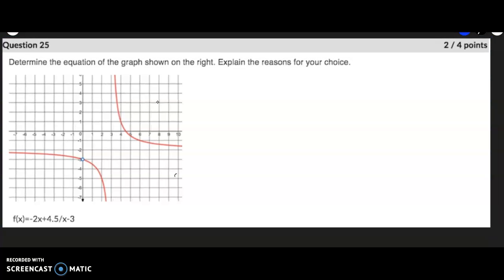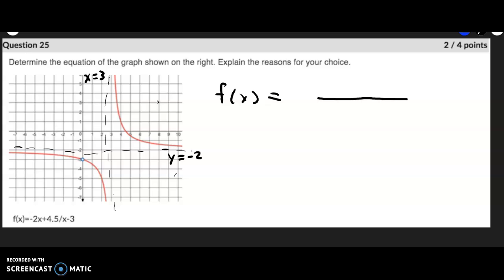So again, you need to remember that you're going to have the horizontal asymptote at y equals -2, and at x equals 3 is the vertical asymptote. So we know that the form of the rational function has to be one single fraction. It can't have any pluses or anything to the side. That's where I messed up.